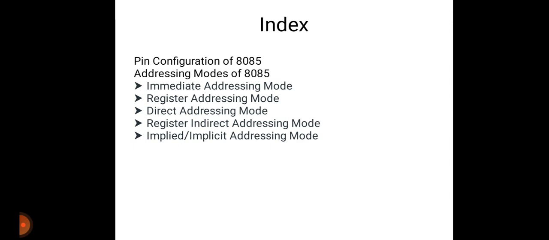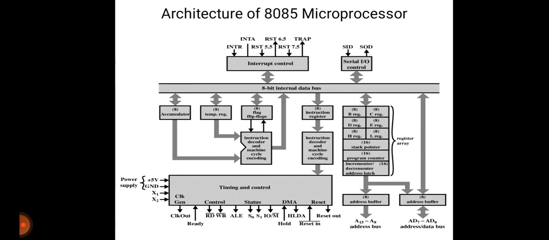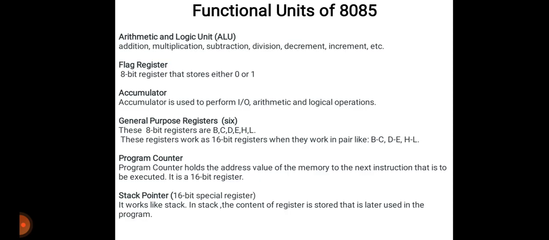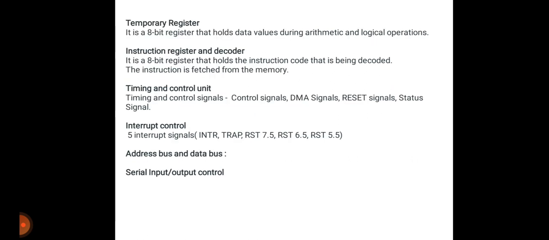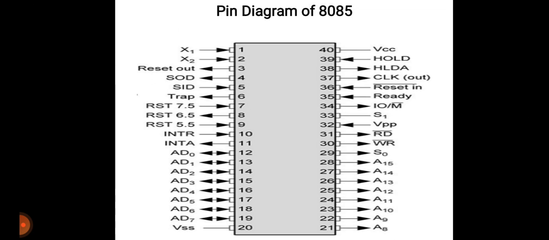Now, let's get started. In the last lecture, we saw the architecture of 8085 with its architectural block diagram and the functions of the 8085 microprocessor with every block's function in detail. Now, in today's lecture, we will see the pin diagram of 8085.